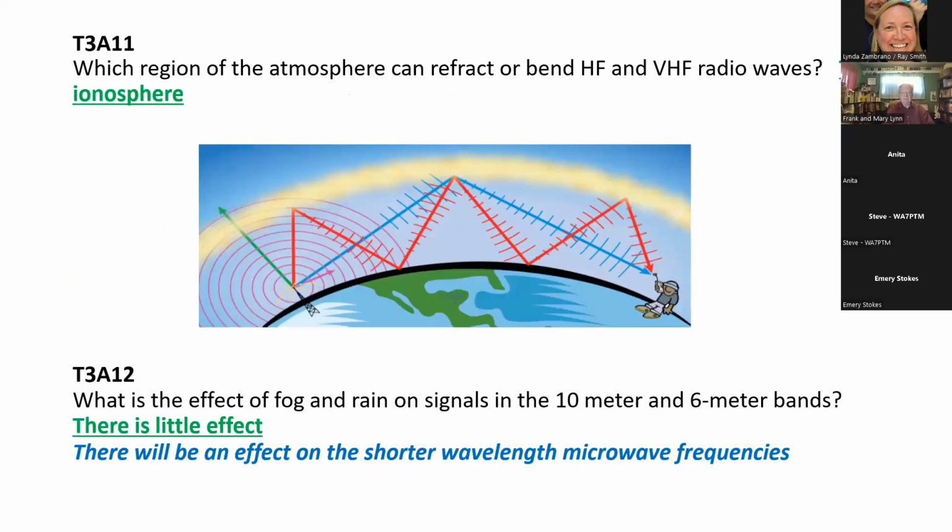Okay, which region of the atmosphere can refract or bend HF and VHF radio waves? And the answer is the ionosphere. Give you a hint here. The name ionosphere, ions are charged particles. So that's why you have the reflection. Now, why is it just HF and VHF radio waves? Because UHF and above will go right through it. Remember that idea of the picket fence? The radio waves are short enough that they can fit between the pickets and not bounce off the pickets.